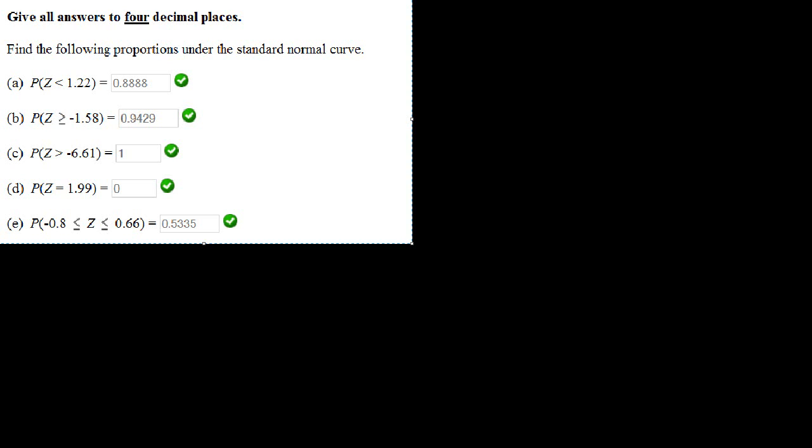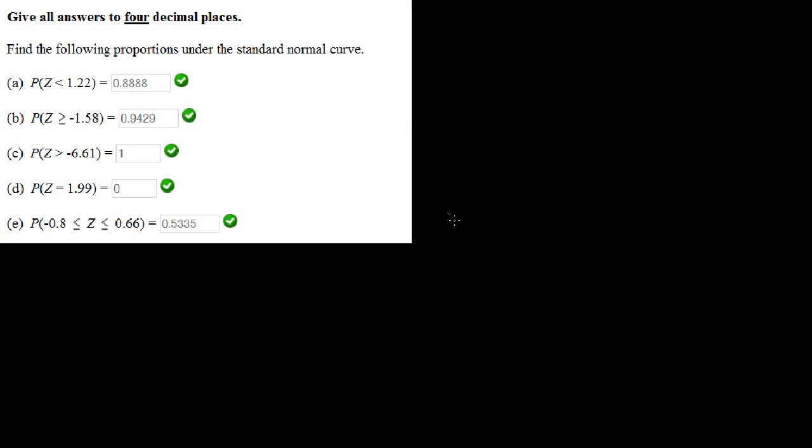This is an example problem of a standard normal distribution, also known as a standard normal curve. So the first question is, what is the probability of the standardized value z being less than 1.22? This one's quite straightforward. All we need to do is find the value 1.22 on the standard normal probability table, and we would get our answer.